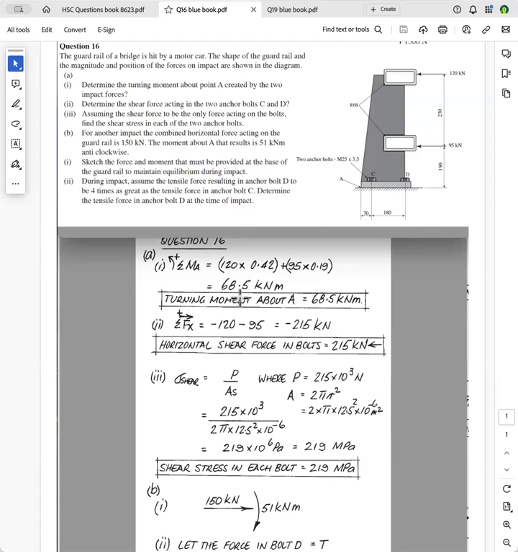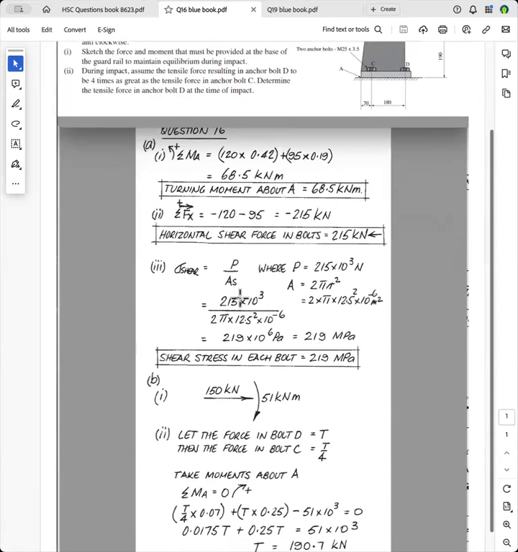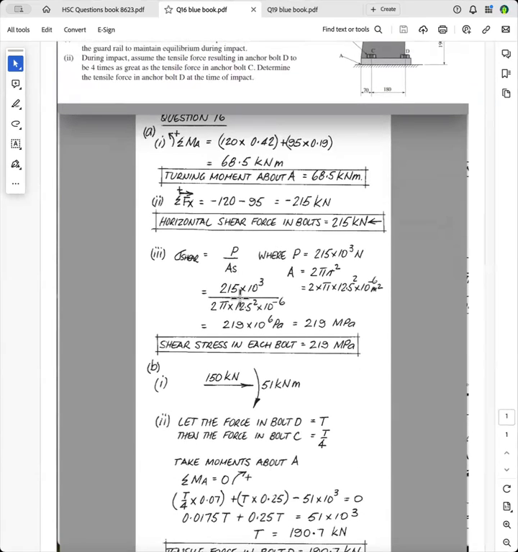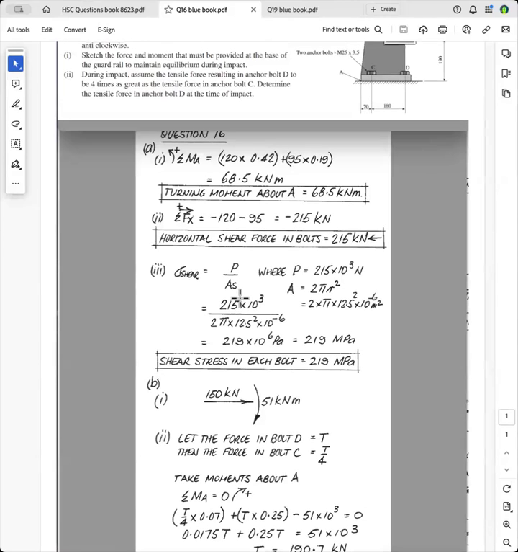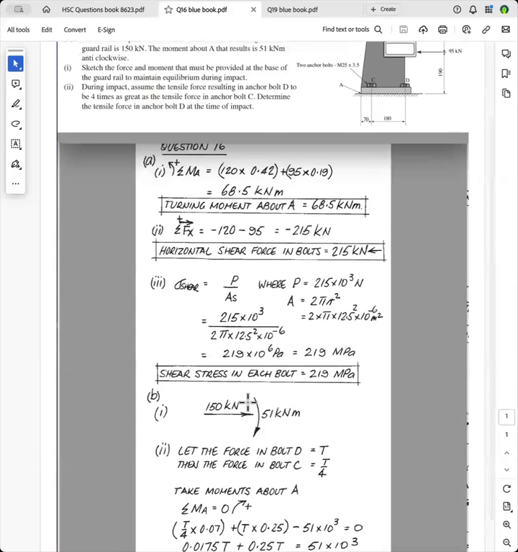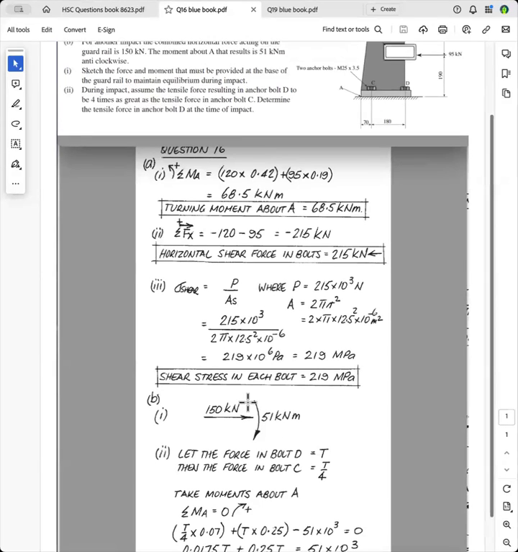So this is a reaction force. And so if you've got 150 kilonewtons acting to the left, the reaction to that force on the guardrail must be 150 kilonewtons to the right. And the moment is 51 kilonewton meters anti-clockwise. And so the reaction to that has to be 51 kilonewton meters, don't forget meters, clockwise, so that it keeps the guardrail in equilibrium.